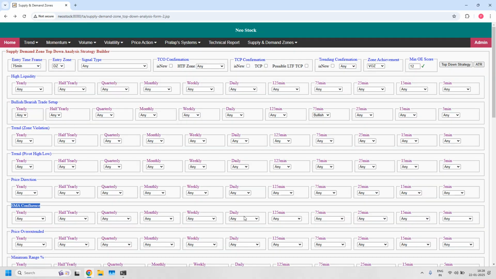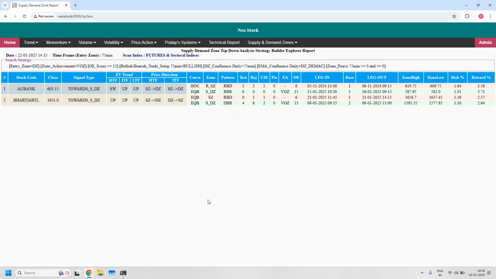So in the EMA confluence and daily time frame, why daily? Because 75 minutes demand zone is part of the daily demand zone, that is overlapped. So I am checking daily demand zone having daily EMA confluence. With that filter, we got 2 stocks. So these 2 demand zones are even more high probability trade setup supported demand zones. So this is LTF, ITF specific filter.